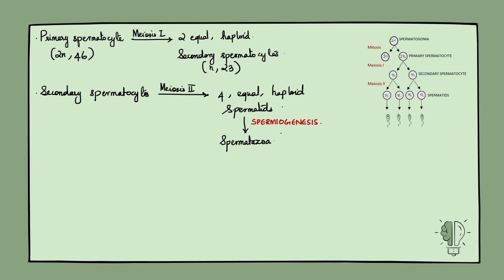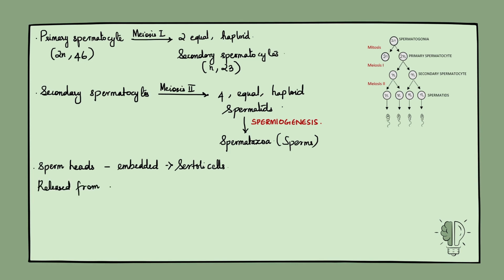The spermatozoa are also known as sperms, and the sperm heads become embedded in the Sertoli cells, and they are finally released from the seminiferous tubules by the process called spermiation.